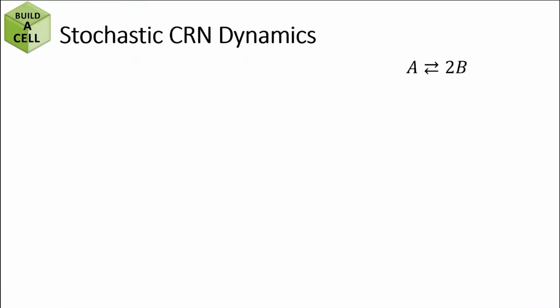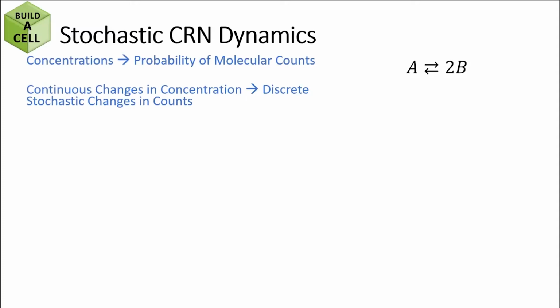So this gives rise to the stochastic dynamics of a chemical reaction network, and we'll consider an example network here. A goes to 2B and back. So we're going to convert concentrations that we use in the deterministic case to the probability of molecular counts, and continuous changes in concentration, which is our ordinary differential equation, become discrete stochastic changes in counts.